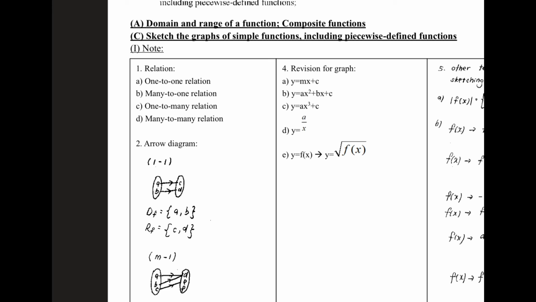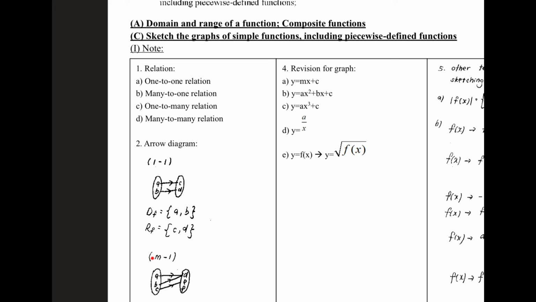So to understand one-to-one relation, let us look at number 2, the arrow diagram. So we have one-to-one relations where one object maps to one image. Object B maps to one image, that is image D. So one object maps to one image, that is one-to-one relation. DF stands for domain of function f. So they are A and B. Range of f, C and D.